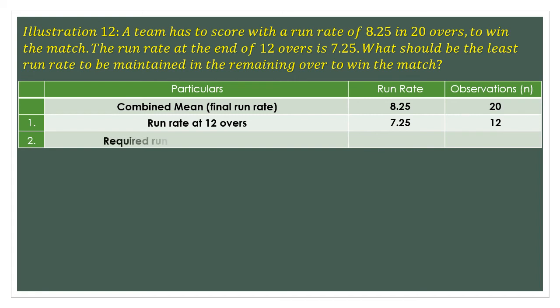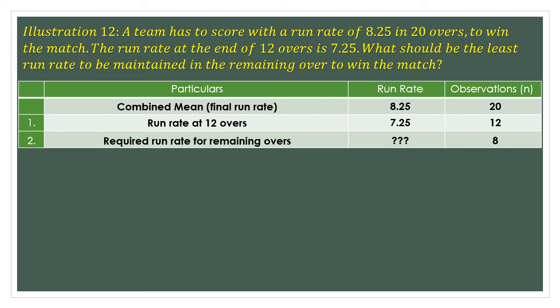The second group is the required run rate for remaining overs. The first group was run rate at 12 overs and the second group, which is the question actually, is the required run rate for remaining overs, which we don't know. So the question here is not to calculate the combined mean. The question here is to use the combined mean to calculate the average of one of the groups. I hope you guys are getting my point here. So that thought which I told you to keep in mind: how many overs are left?